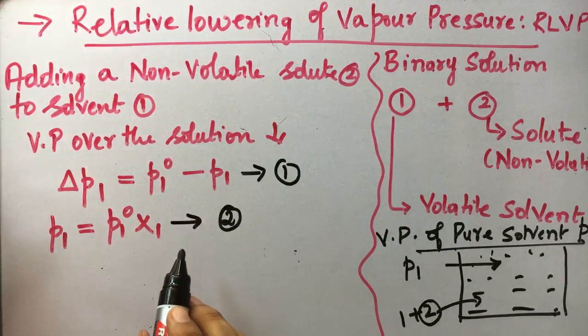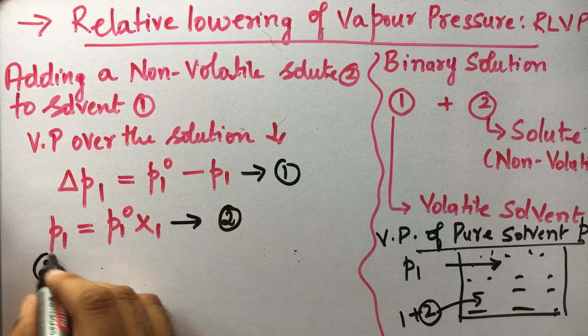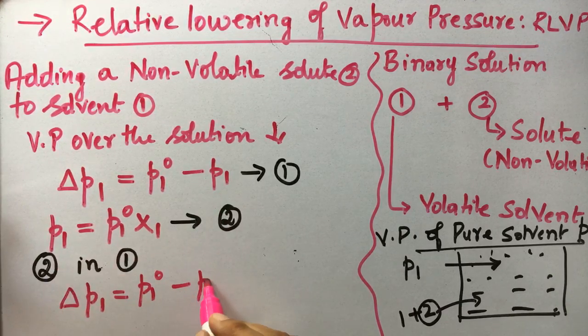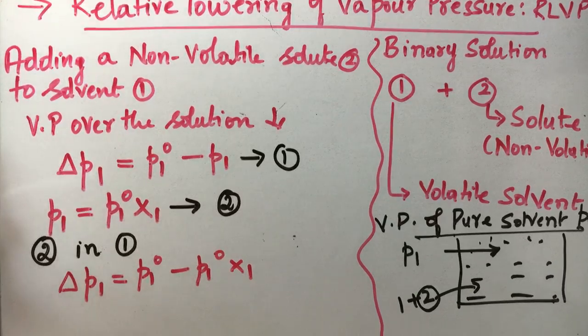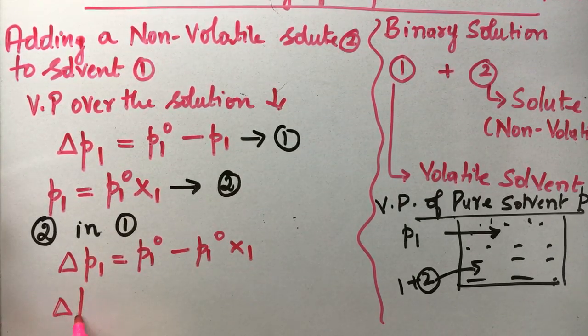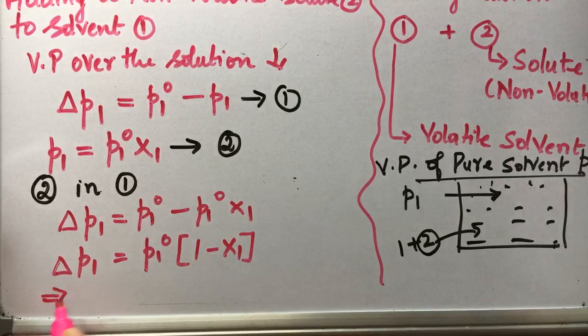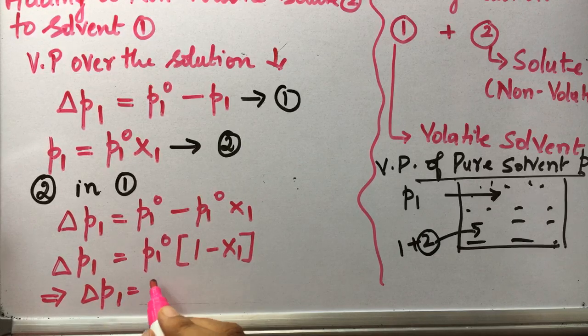Now, substituting 2 in 1, we can write delta P1 equal to, what is P1 naught? We write P1 naught minus, what is P1? Substitute from equation 2, this is P1 naught x1. Now delta P1 should be equal to, let me take P1 naught as common, P1 naught multiplied by 1 minus x1. This is what we have studied in the last class.